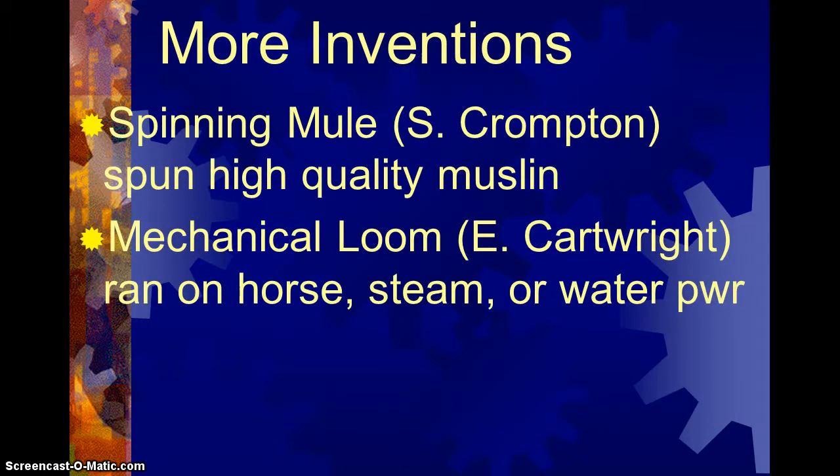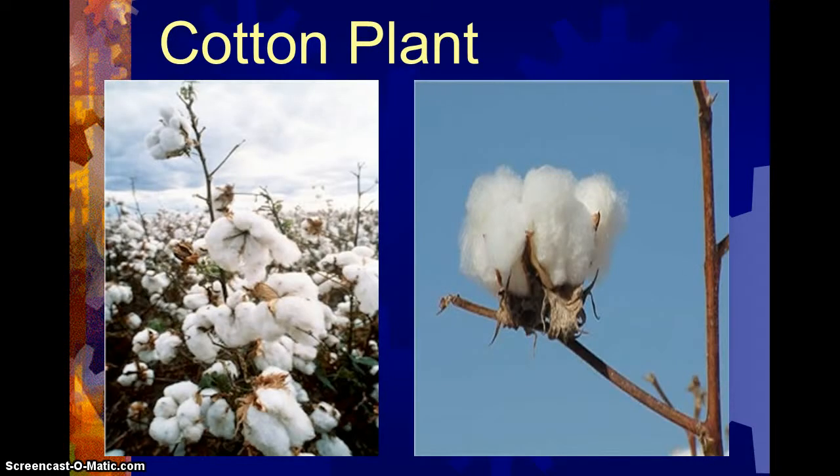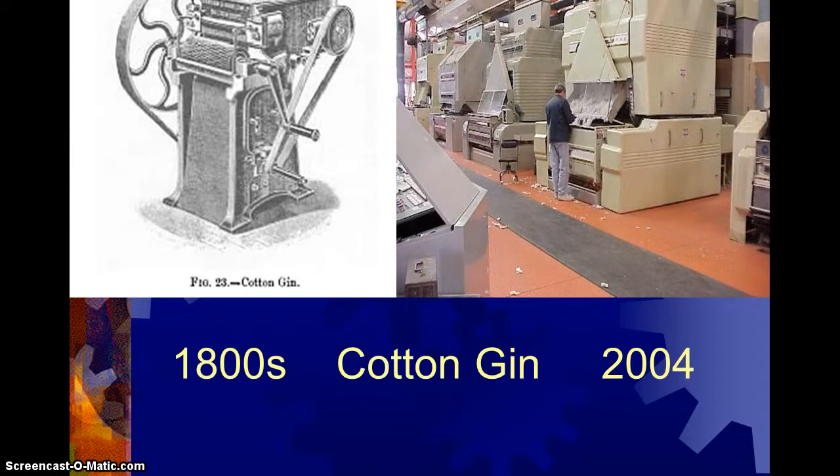And more inventions. There's the spinning mule, which spun high quality muslin. There's the mechanical loom, which ran on horse, steam, or water power. The cotton gin. Now, the cotton gin is one of the greatest inventions. If you check out another video I made, you would find that I also spoke of the Industrial Revolution and Eli Whitney, who in 1793 created the cotton gin, which cleaned cotton 50 times faster than a human, because it would clean the seeds from the cotton. That meant fewer people were needed to clean cotton, which gave farm owners capital. So here's the cotton plant, and the cotton plant has seeds, and the cotton gin would clean the cotton of seeds, and this is the modern cotton gin.